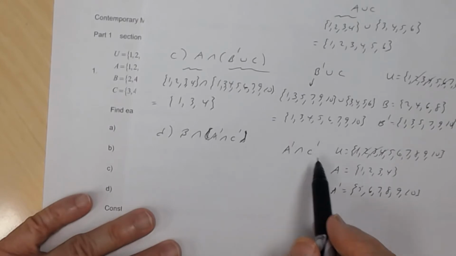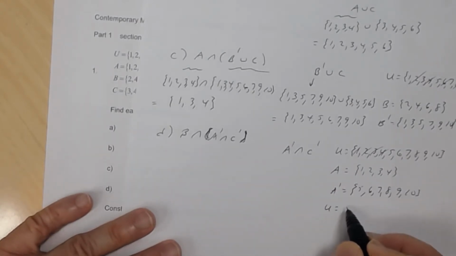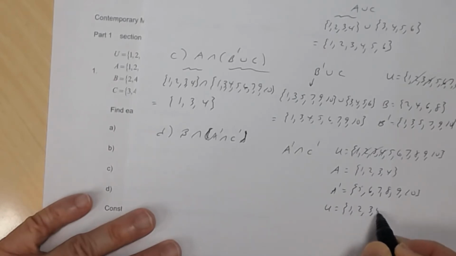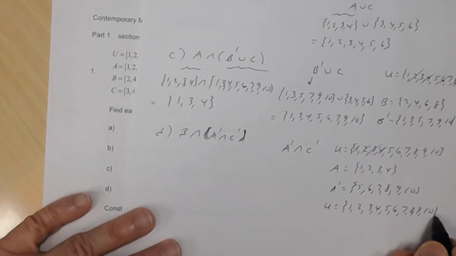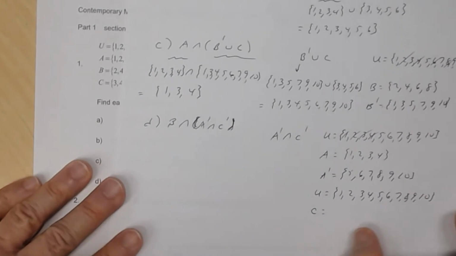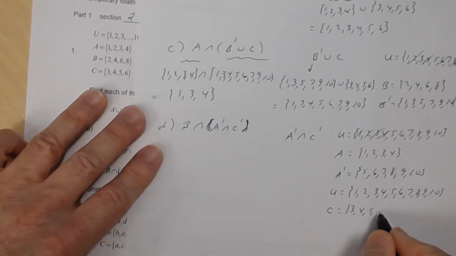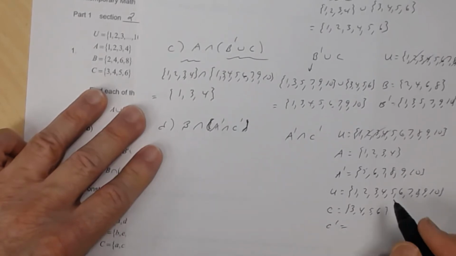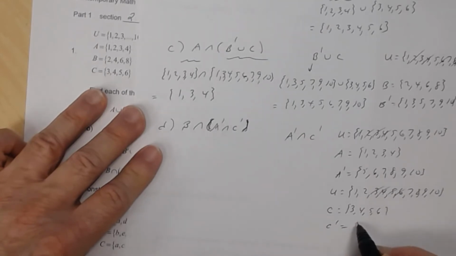So let's find C complement now. So C complement, so again, the universal set is 1, 2, 3, 4, 5, 6, 7, 8, 9, 10. And C is the set, let's see, 3, 4, 5, 6. So C complement then, I'm going to take 3 out, 4 out, 5 out, 6 out. So C complement then would be 1, 2, 7, 8, 9, 10.